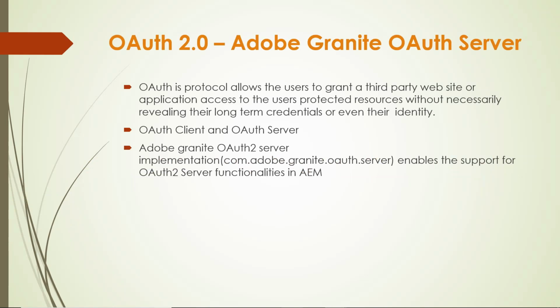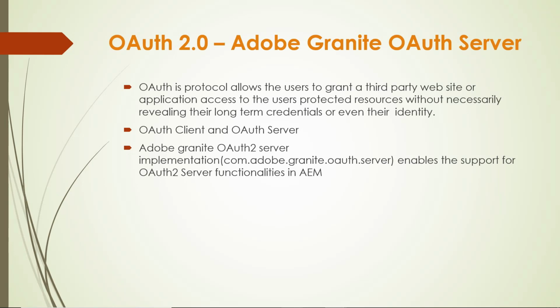OAuth 2.0, Adobe Granite OAuth server. OAuth is the protocol that allows the user to grant a third-party website or application access to the user's protected resources without revealing their long-term credentials or even their identity. This will be mainly used for APIs, so the user can provide access to third-party applications to their protected data through the APIs.